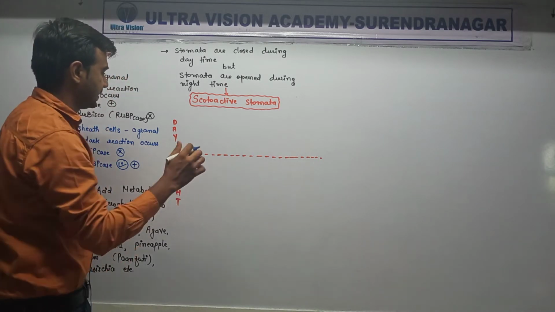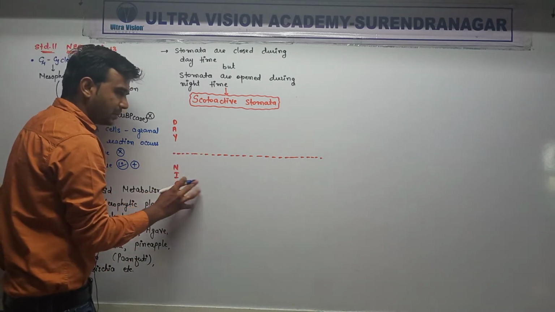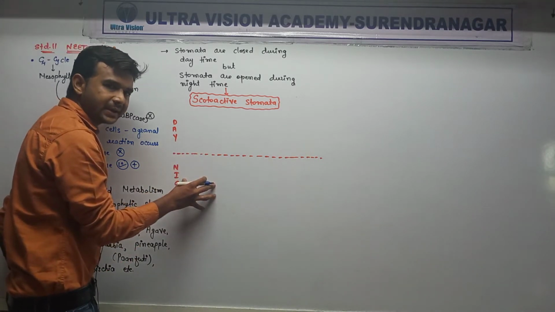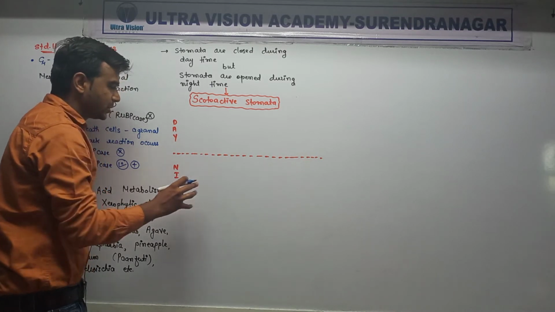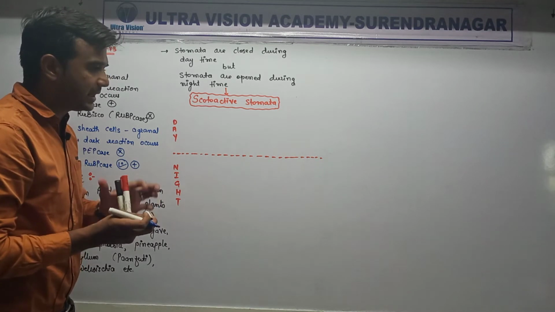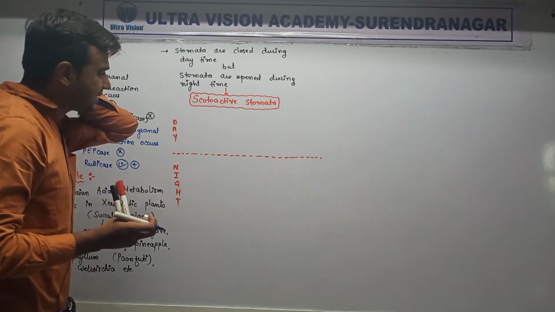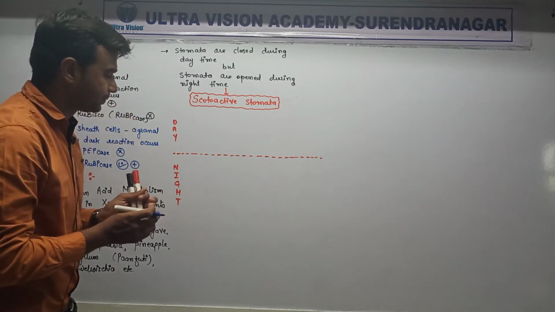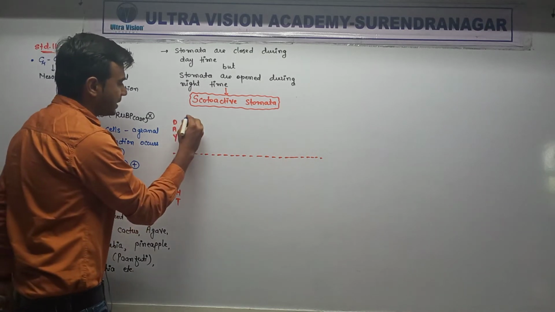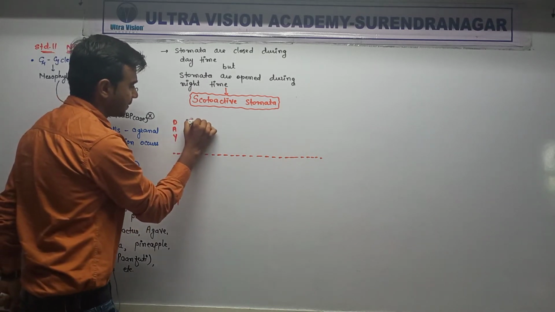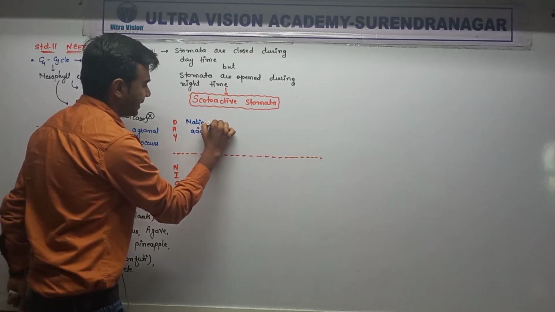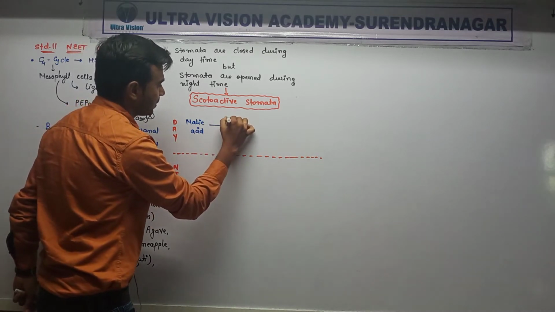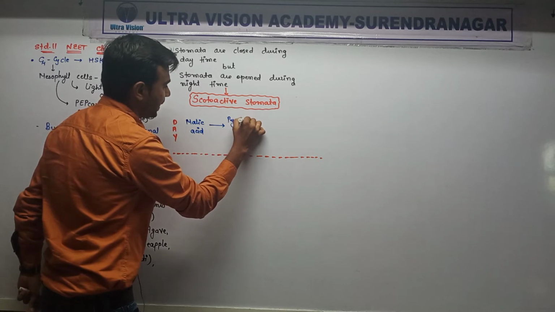So during night time, malic acid concentration is higher. From here I can continue. You only remember that malic acid is more during night time. So during daytime what happens? Malic acid is converted into pyruvic acid.